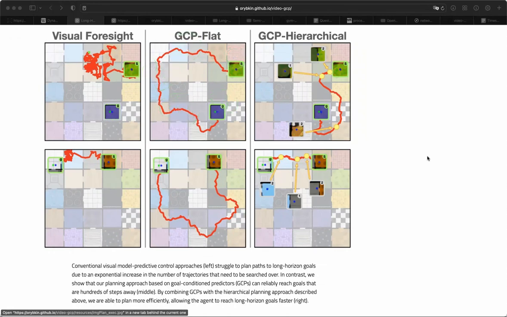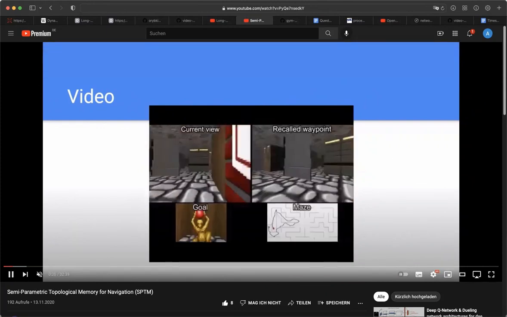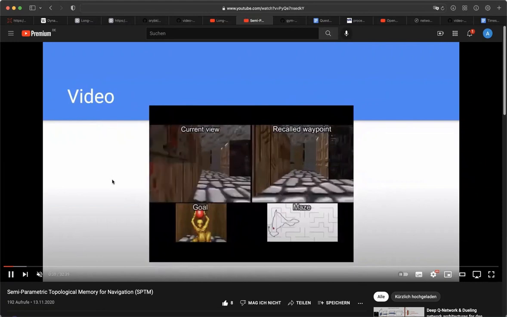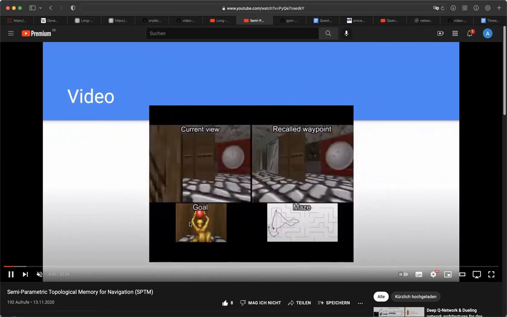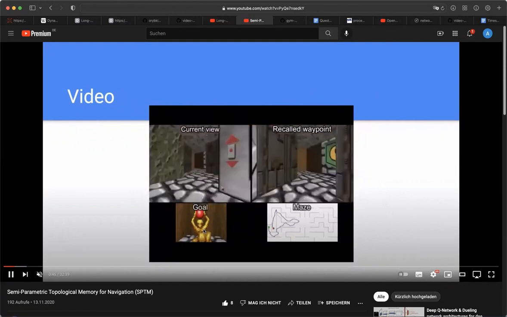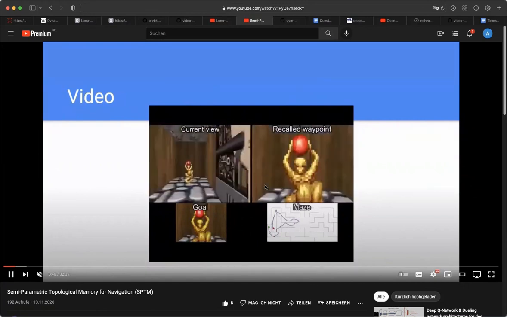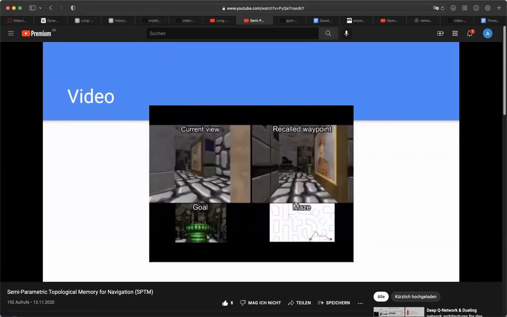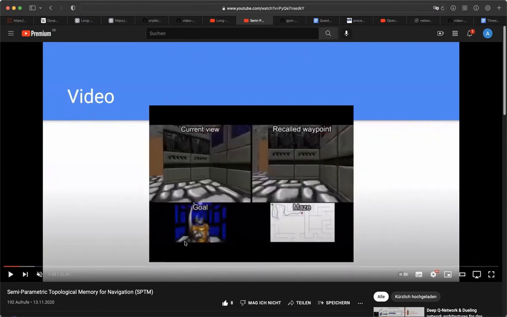This is a common problem, and for example, another approach, semi-parametric topological memory for navigation, uses a 3D environment and learns to navigate to a goal, which you can see here. As you can notice here, all textures are unique, at least textures of walls. So that's one of the possible limitations and a challenge for future improvements of planning approaches with deep neural networks.